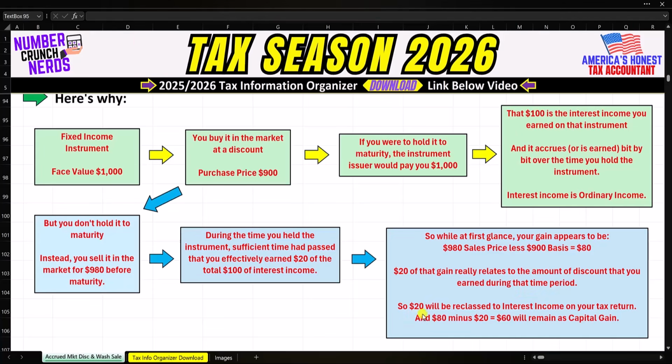So therefore, the $20 will be reclassed to interest income on your tax return, and the $80 of capital gain will be reduced by the $20 that was reclassed, resulting in $60 that will remain as capital gain. So you still have $80 of total income in this example. It's just that only $60 of it will be capital gain subject to capital gain treatment, and $20 of it will be reclassed into interest income, which is subject to ordinary income treatment.